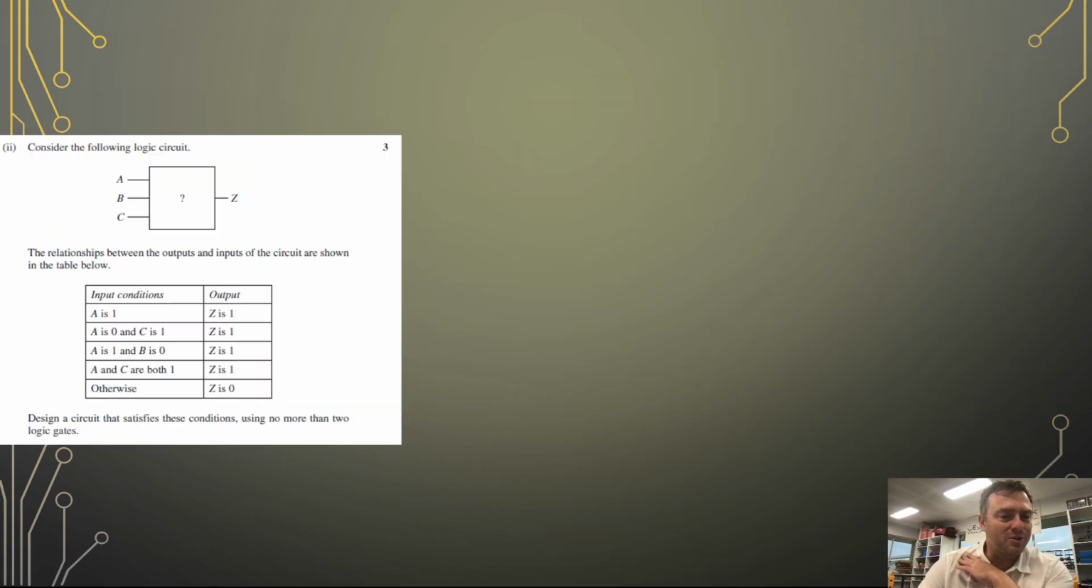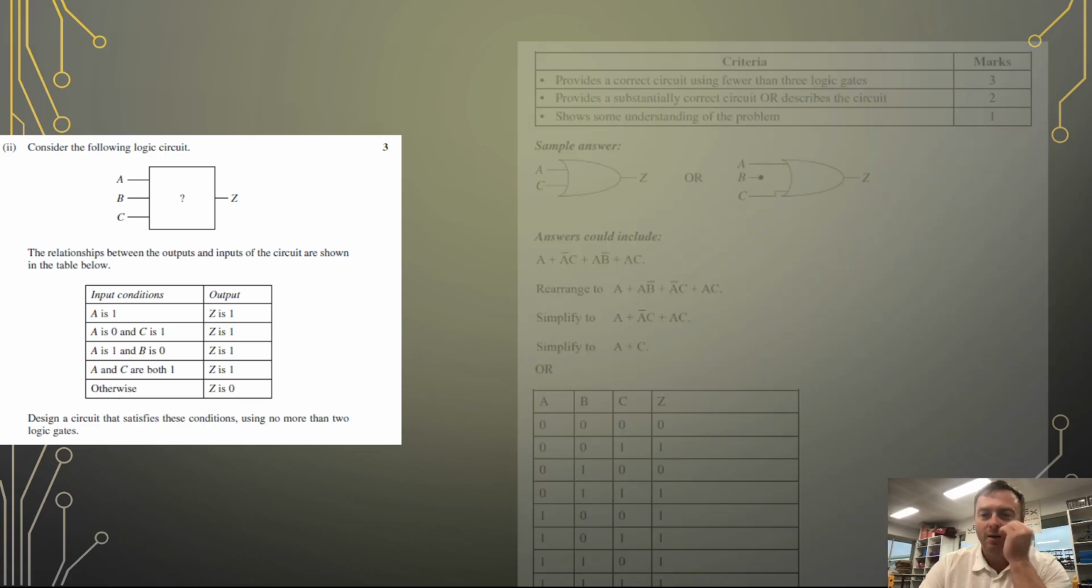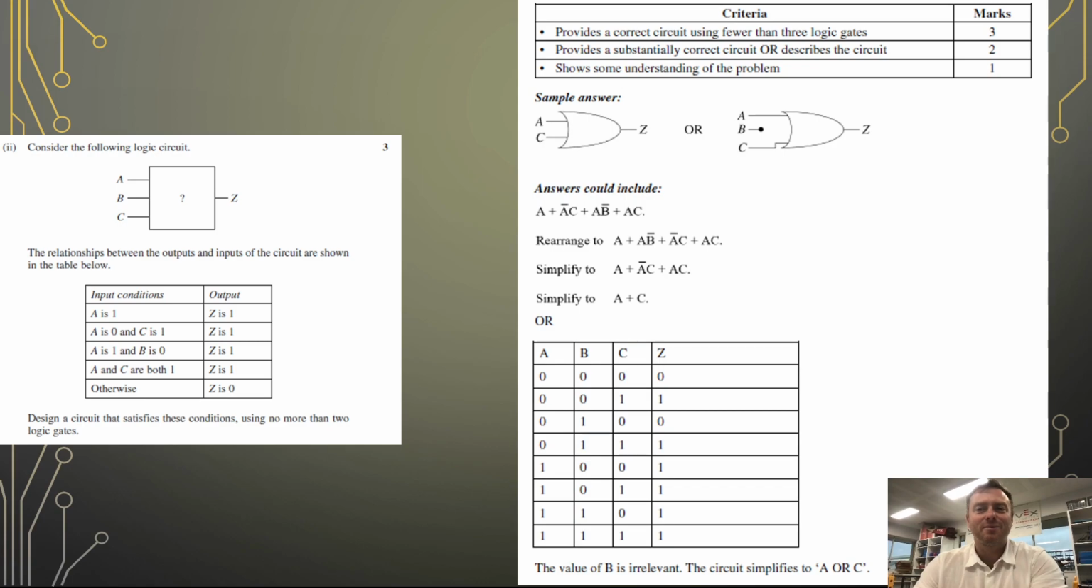Consider the following logic circuit, the relationship between the outputs and inputs of the circuit is shown in the table below. So A is 1, B is 0, and C is 1, A is 1, B is 0, A and C are both 1, and then the output is that. Design a circuit that satisfies these conditions using no more than 2 logic gates. So this one's a little bit tricky and I love it.